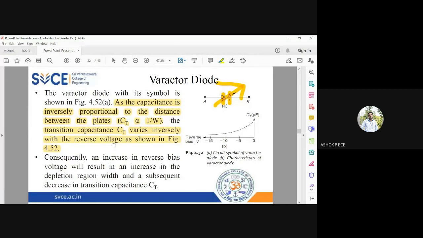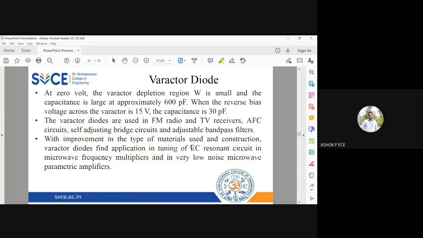An increase in reverse bias will result in an increase in depletion region width and a decrease in capacitance CT. So width and voltage are related directly, whereas voltage and capacitance are related inversely. A larger voltage will produce a smaller capacitance, whereas a larger voltage will produce a larger depletion layer width. Width and voltage are linearly related, and width and capacitance are inversely related. That's what is given in the last point, and you can make it out from the understanding itself.